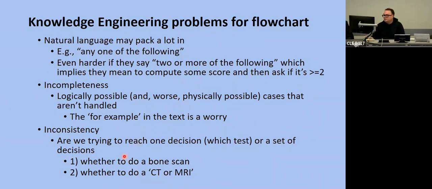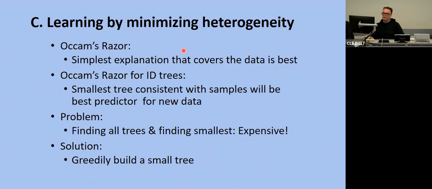There are some inconsistencies as well when you're trying to reach one decision or a set of decisions, whether to do a bone scan or a CT, MRI. Obviously there are clinical decisions in the background, but sometimes there's a gray area.